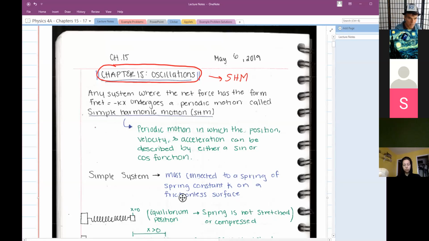And if you remember, the big thing about a spring is that the force a spring exerts is equal to negative k times delta x. You'll see in some of these notes, I think last year I was just tired of writing delta x, so I just started writing x. But delta x is how far the spring is stretched or compressed from its equilibrium position. And k, remember, is the spring constant. The big thing about simple harmonic motion is that it's very periodic, and the position, velocity, and acceleration can be described by using either a sine or cosine function.